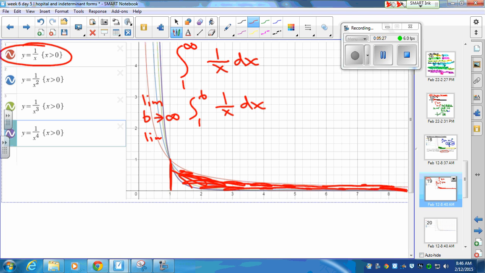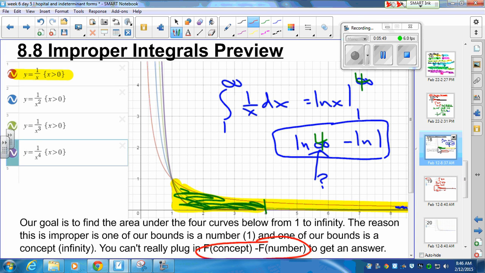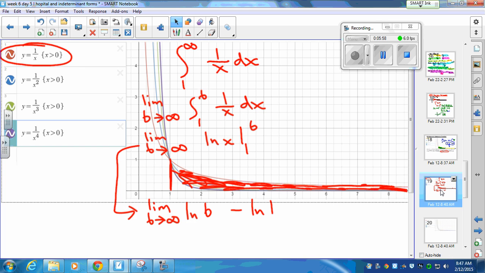So then I'm going to get the limit as b goes to infinity of ln of x from 1 to b, which would be the limit as b goes to infinity of ln of b minus ln of 1. Now, stare at that versus this one here, not with the green, but with the blue. Is it basically the same thing I already wrote? I'm trying to do ln of infinity, and what am I writing here? Basically ln of infinity. It's just saying it as ln of b as b approaches infinity. So instead of just plugging in a concept, I'm plugging in a number that approaches that concept. It's that whole limit idea.